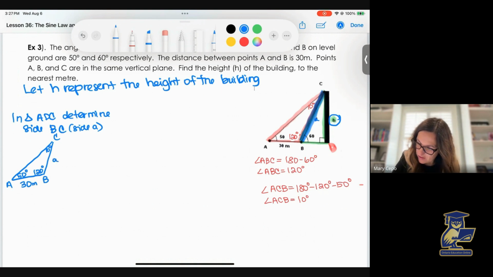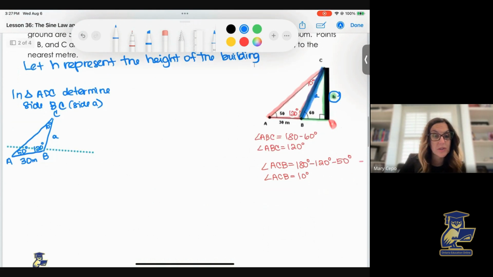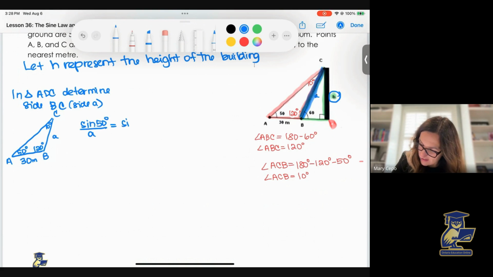We are trying to figure out that unknown side. Again, it's not a right angle triangle, so we're going to be using the sine law. So we know sine of 50 degrees all over A is equal to, because we are given side C, sine of 10 degrees all over 30. And that'll help us to figure out that common side A, BC, if we looked at the vertex names.